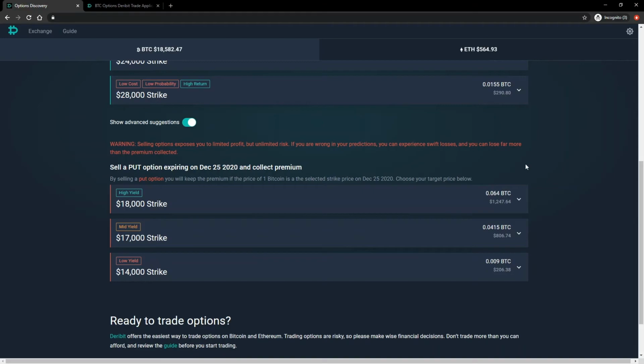The reason this is considered advanced and hidden by default is that when selling options, your risk is undefined. This means you can lose far more than you collect in premium if the price moves against you significantly. For this reason, you should make sure you are fully aware of the risks before attempting to sell any options. The naked selling of options is not recommended for option beginners.